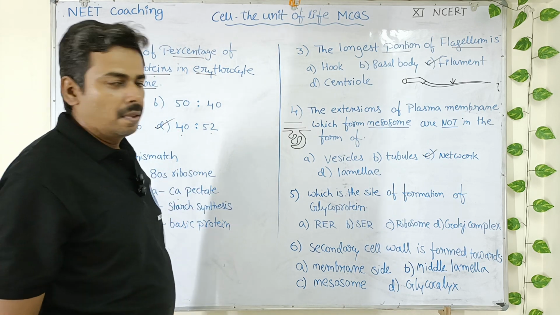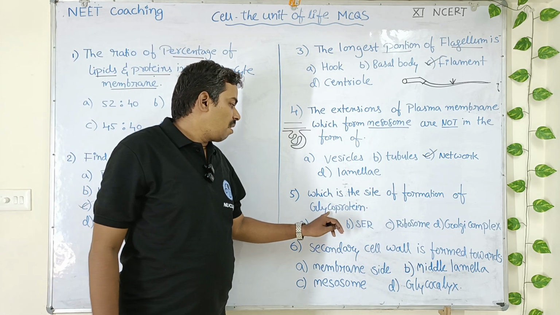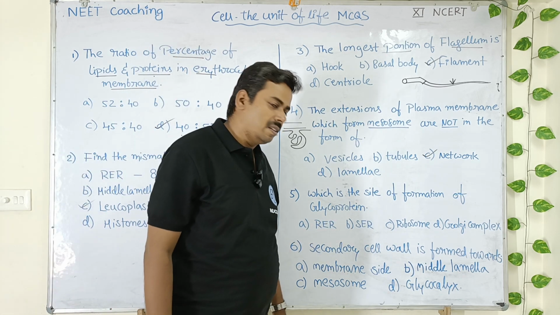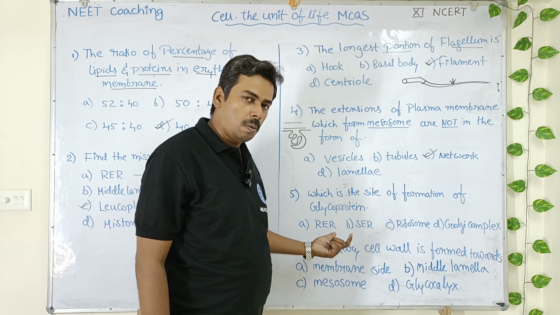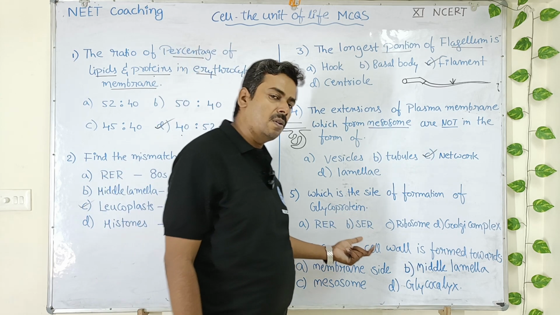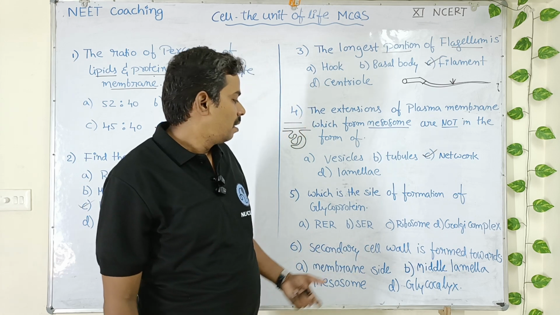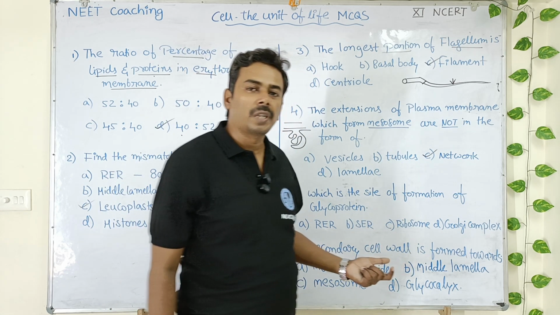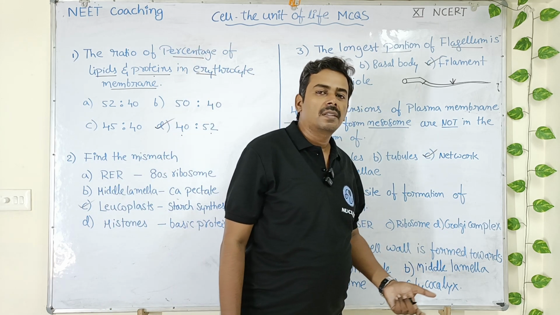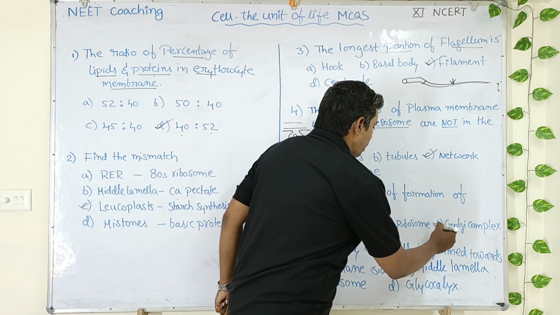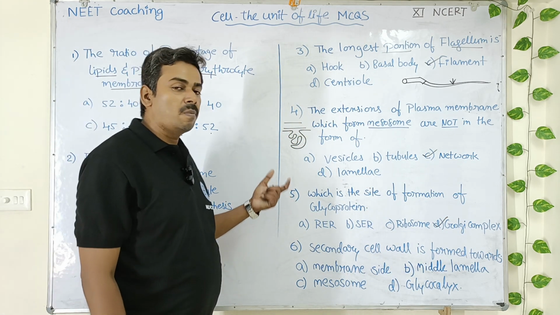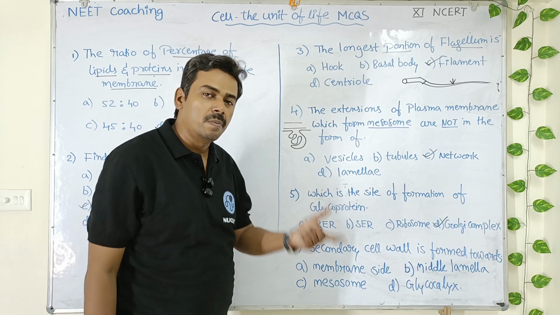Next, fifth question. Which is the site of formation of glycoprotein? Glycoprotein is formed in which of these cell organelles? Is it in RER? No. RER will synthesize only proteins, not glycoproteins. SER? No. They will synthesize lipids. Ribosomes? No. Ribosomes will synthesize only the proteins. Golgi complex? Yes. Golgi complex is involved in the formation of glycoproteins and glycolipids also.